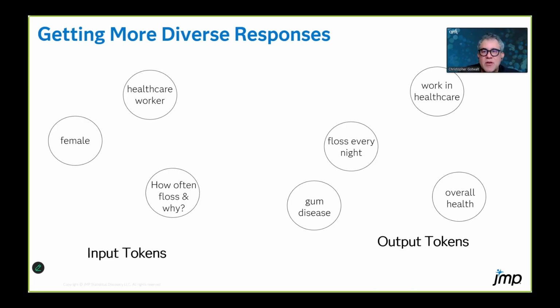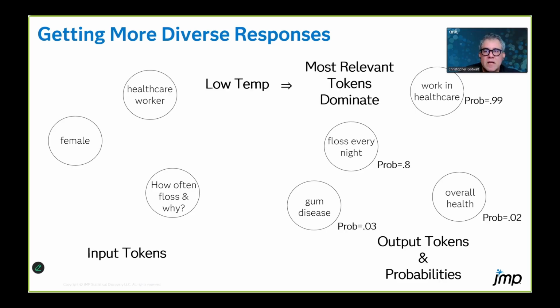This set of output tokens will be fairly constant anytime the same version of the LLM is given those input tokens. In our case, suppose those output tokens are work in healthcare, floss every night, gum disease, and overall health. If you choose a low temperature setting for the response, the most relevant tokens will almost certainly be in the response, and the rest of the relevant ones will be excluded. The response will be fairly constant if the prompt is given repeatedly, saying things like, "I floss every night because I work in healthcare," basically every time.